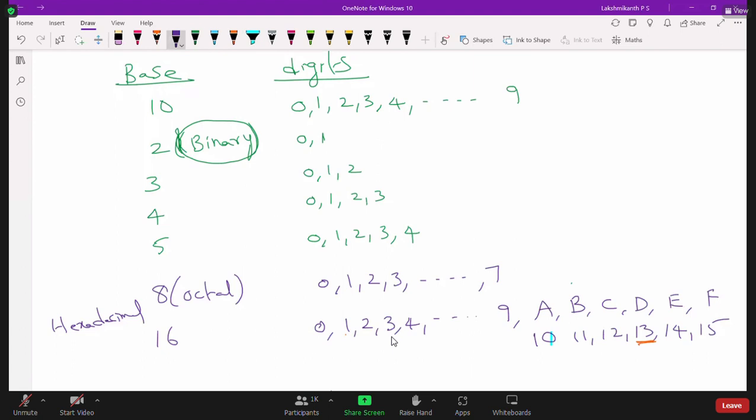Next, we are going to see examples and solve problems. Binary to decimal and decimal to binary. Let us take one small example.